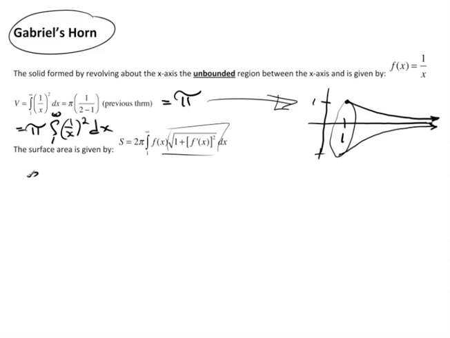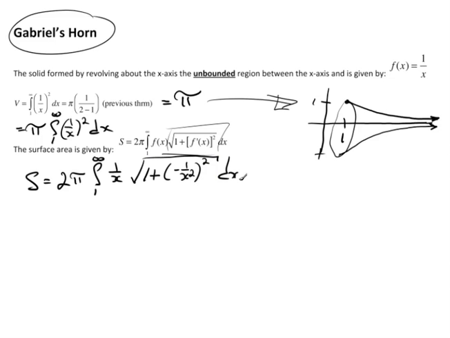So I'm going to say the surface area is equal to 2 pi times the integral from 1 to infinity of f of x, which is 1 over x. Then I have the square root of 1 plus, I need the derivative of 1 over x. That's going to be a negative 1 over x squared, dx. And I'm going to be doing some algebra here for a while.